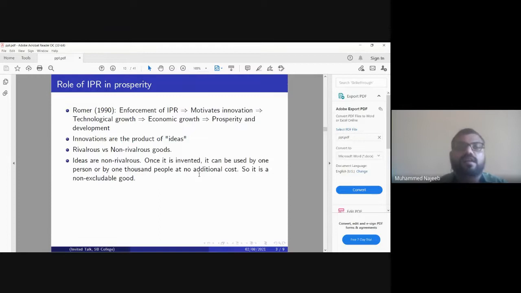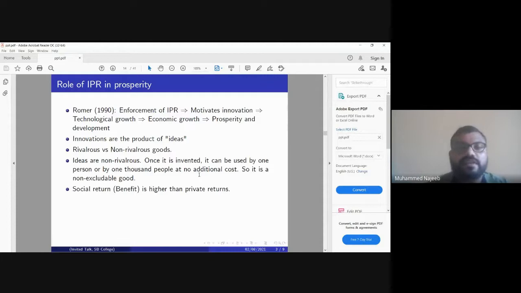Ideas are non-rivalrous goods. That means once an idea is invented, it can be used by one person or by 1,000 people at no additional cost. So it is a non-excludable good. Once an idea is created, anyone can use it. Up to creation there will be difficulty, but after creating it, the marginal cost will be very low. Anyone can use that idea without any additional cost. So these ideas lead to innovation, innovation leads to technological growth, and technological growth leads to economic growth, prosperity and development.